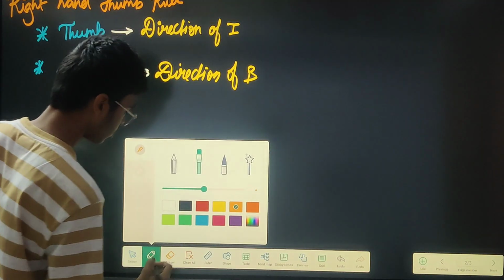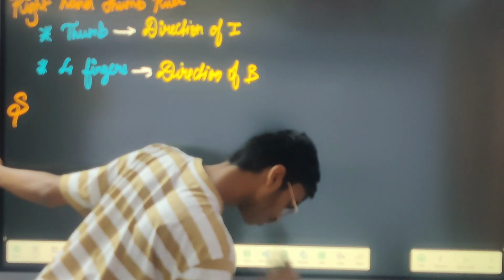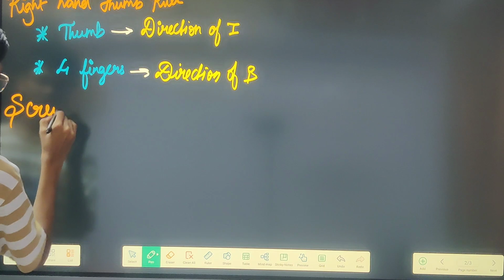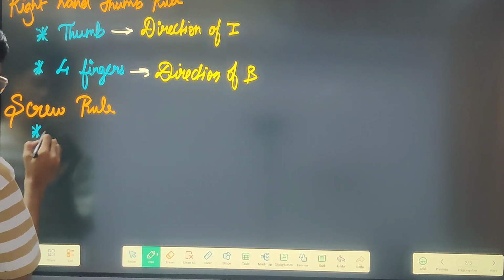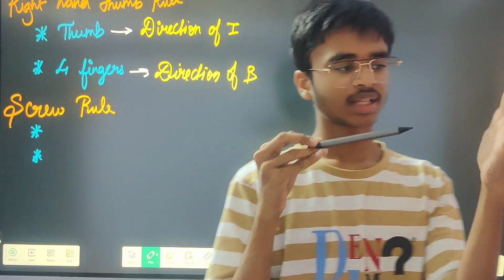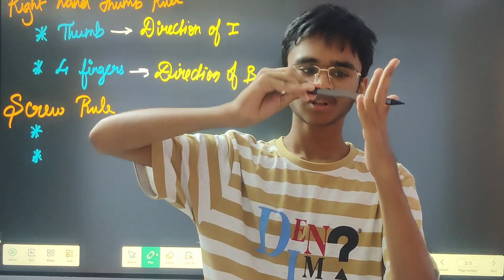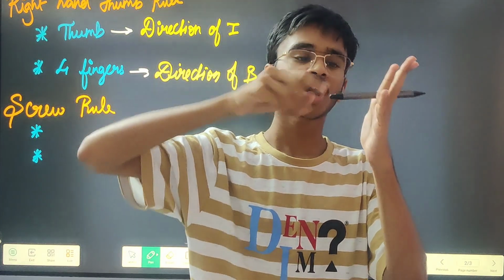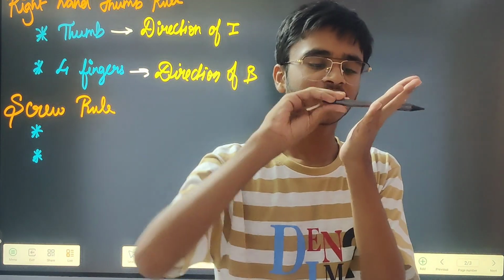Then after this, we also have the screw rule. Yes, screw rule. So for example, if you are taking this as a screw and if you are taking this as the wall, you are rotating the screw. When you are rotating the screw in this direction, this is clockwise, right? So it goes inside.